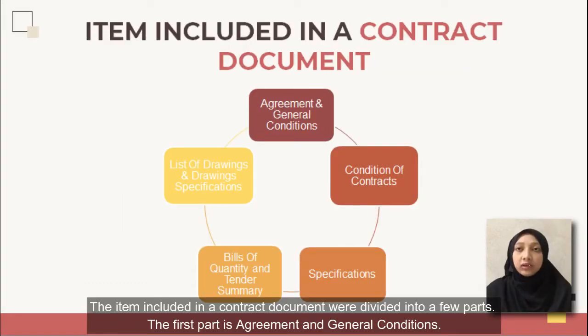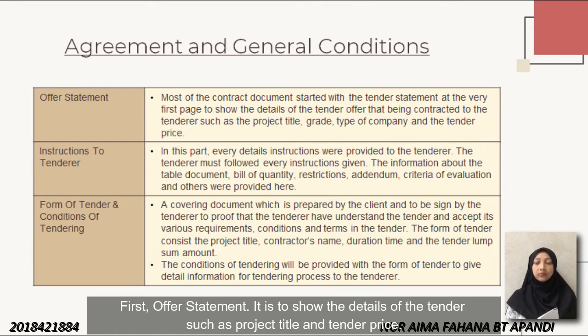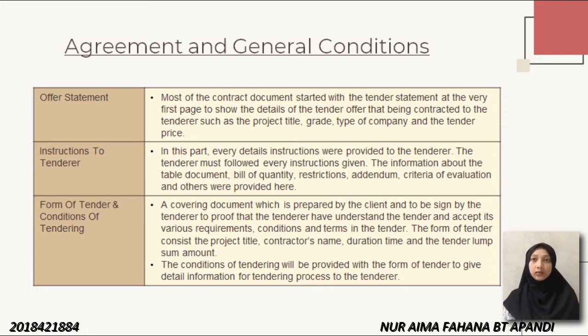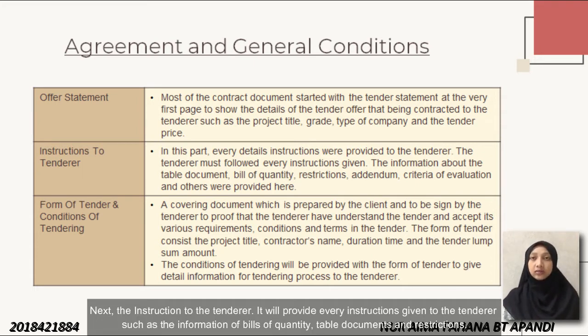The items included in a contract document are divided into a few parts. The first part is agreement and general condition. First, offer statement. It is to show the details of the project, such as project title and tender price. Next, the instruction to the tenderer. It will provide every instruction given to the tenderer, such as the information of the bill of quantity, table document, and restriction.